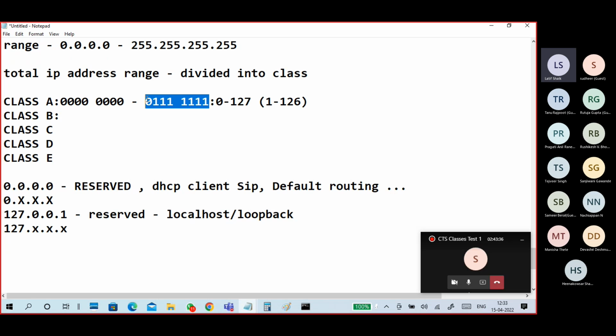Class B: you take the next number after the previous one, so 128. In class A, we keep the first bit, the MSB, as 0. In class B, we keep the first two bits, 1 0, as constant. The remaining bits become ones only. So here the decimal equivalent is 128 to 191.